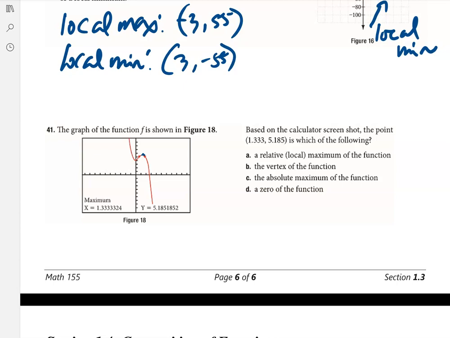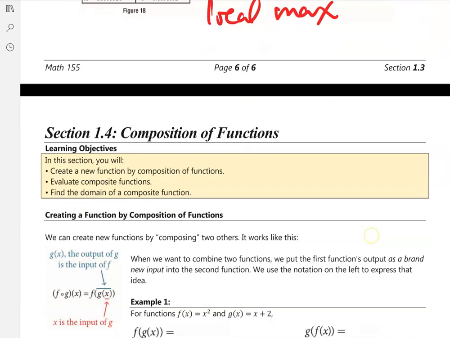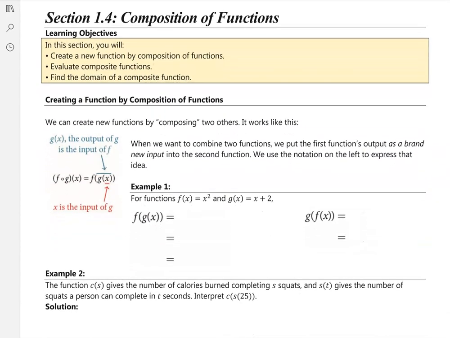The answer is that it is a local max. And that's it for section 1.3. Next, section 1.4, composition of functions. Here you will create new functions by composition of functions, evaluate composite functions, and then find the domain of a composite function.